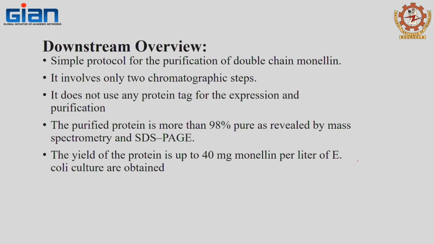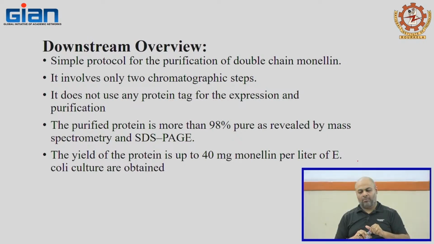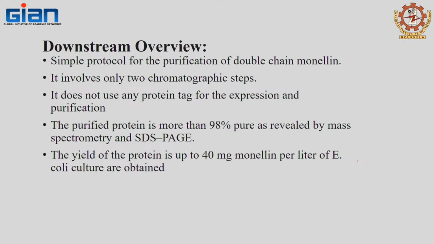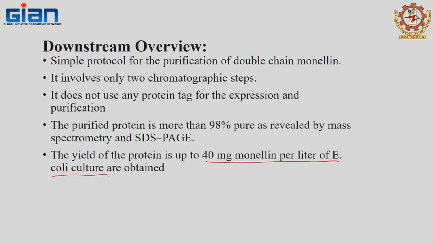Next slide. So this is an overview of the downstream processes. It is a simple protocol for purification of double chain monellin. It involves two chromatographic steps, so we can achieve the highest purity. It does not use any protein tag or expression tag for purification. The purified protein is more than 98% pure, and we can analyze it using SDS-PAGE. The yield of protein is up to 40 mg per liter of E. coli culture.